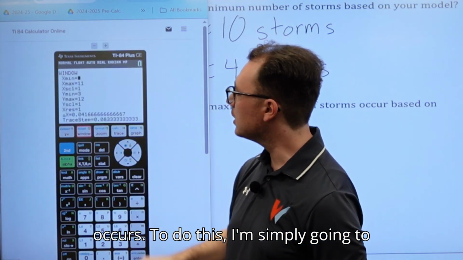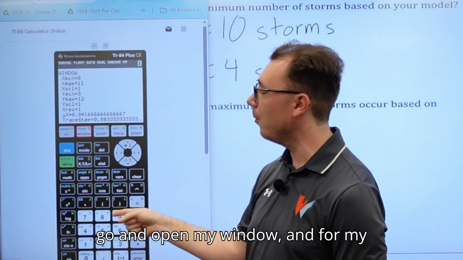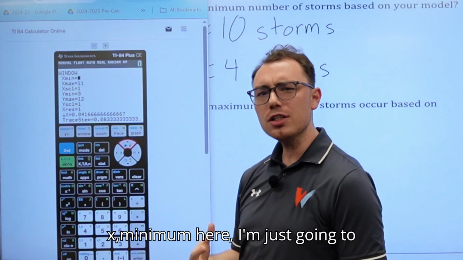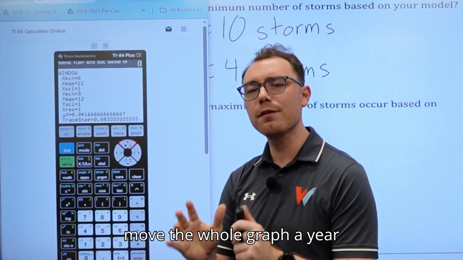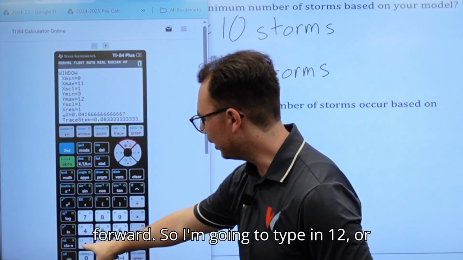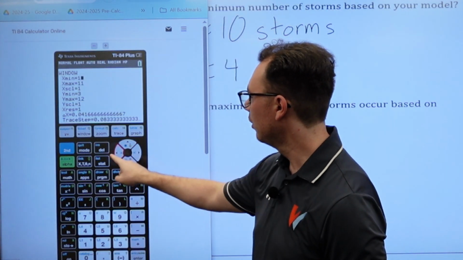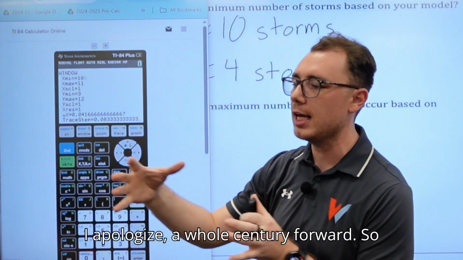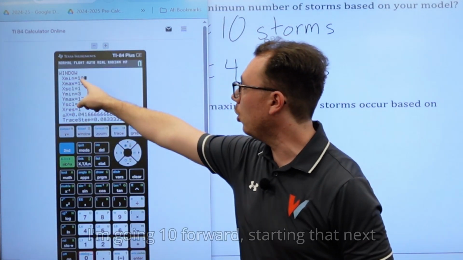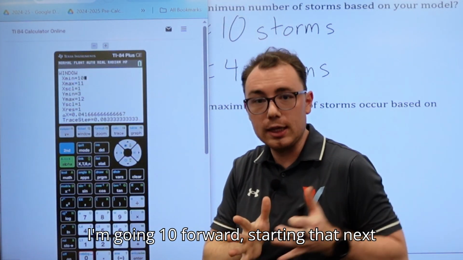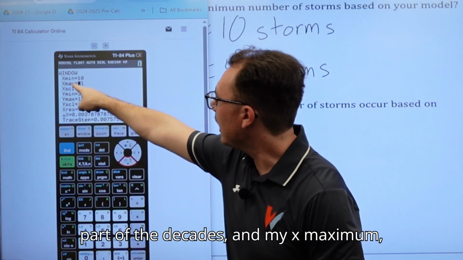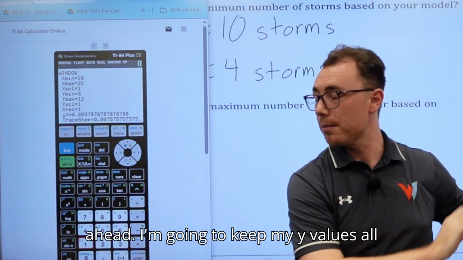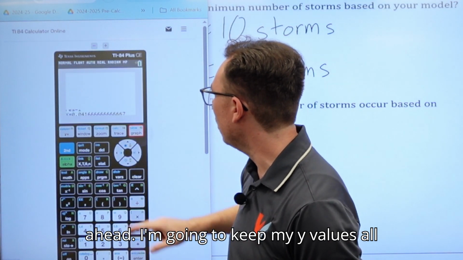To do this, I'm simply going to go and open my window. And for my x minimum here, I'm going to type in 10, the next set of 10. Not a whole year forward, I apologize, a whole century forward. So I'm going 10 forward, starting that next part of the decades. And my x maximum, I'm going to make 22, a full century ahead. I'm going to keep my y values all the same.